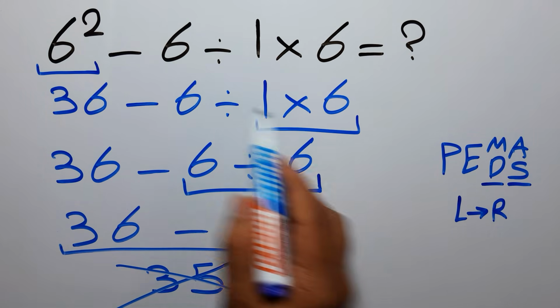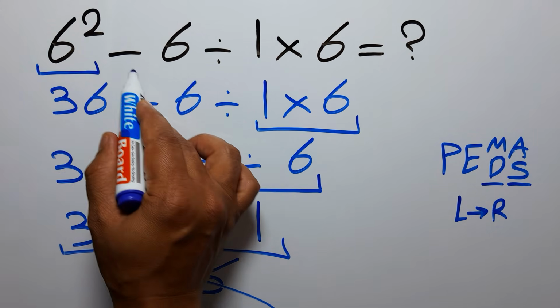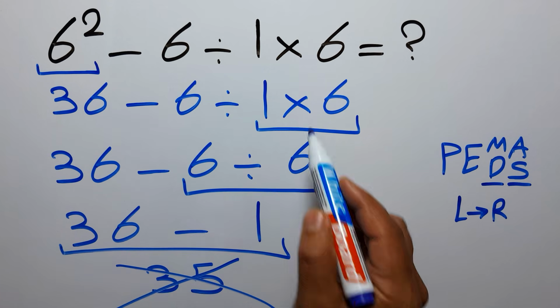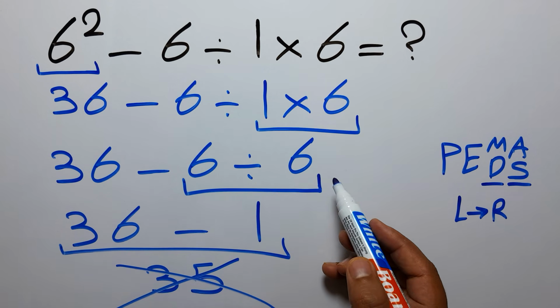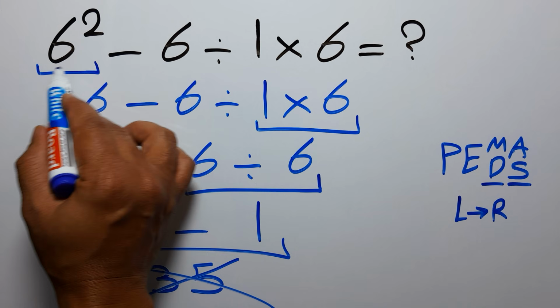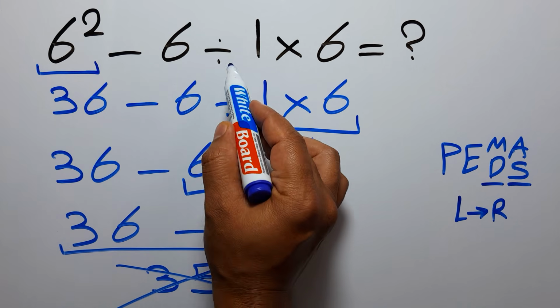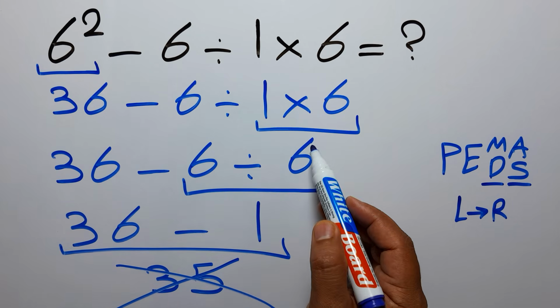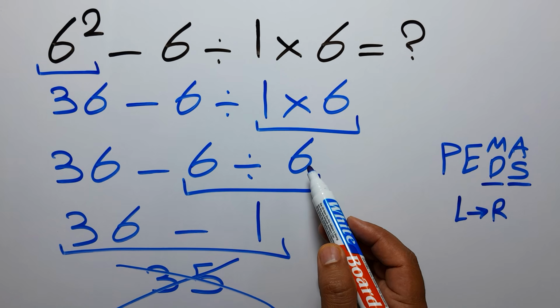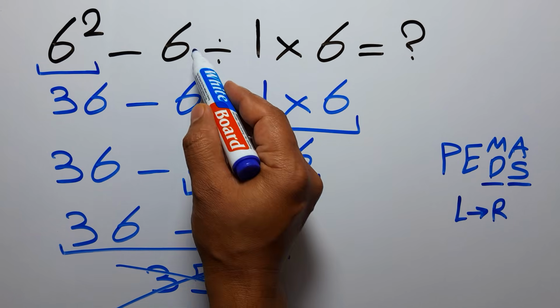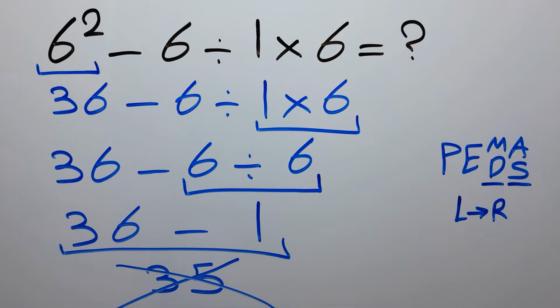In this expression we have one exponent, one subtraction, one division, and one multiplication. According to PEMDAS, first we have to do this exponent, then this division, then this multiplication, and finally this subtraction. If we do this multiplication before this division, it is wrong.